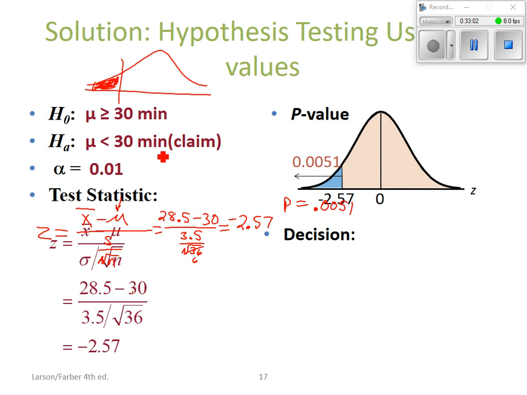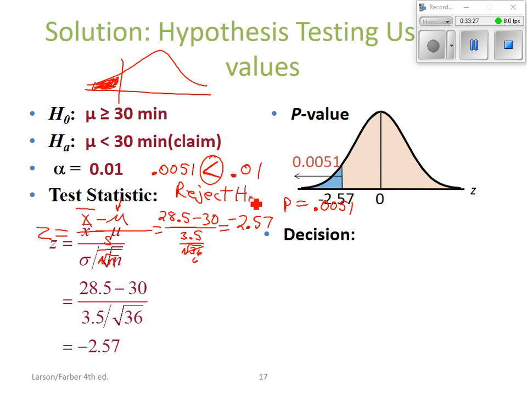Then we compare that to our alpha, which is 0.01, and we see that 0.01 is greater than that, so that's less than there. And if it's less than, then that tells us to reject the null.